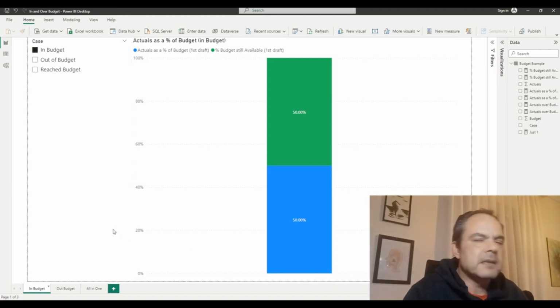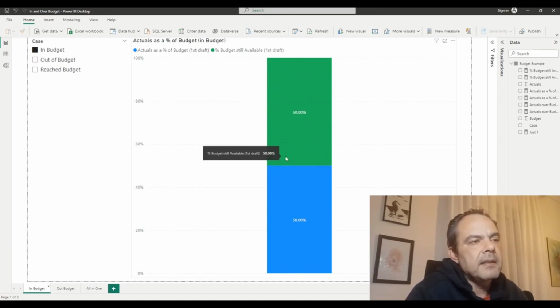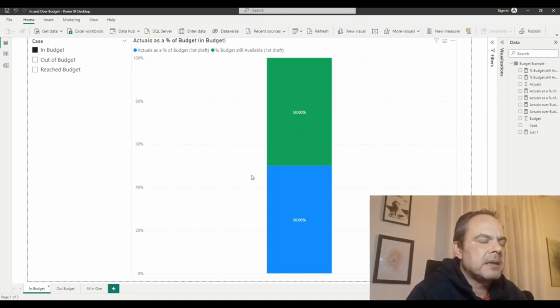So, in the past, we had a client who wanted to monitor actuals versus budget, but they wanted to have different perspectives. When the actuals were less than the assigned budget, they wanted to see the actuals in one bar, the blue bar, and the remaining budget in another bar. Both of them are expressed as percentages of the original budget.